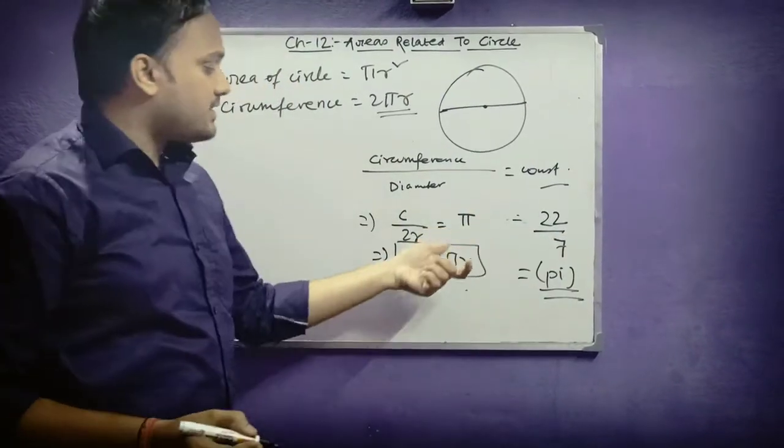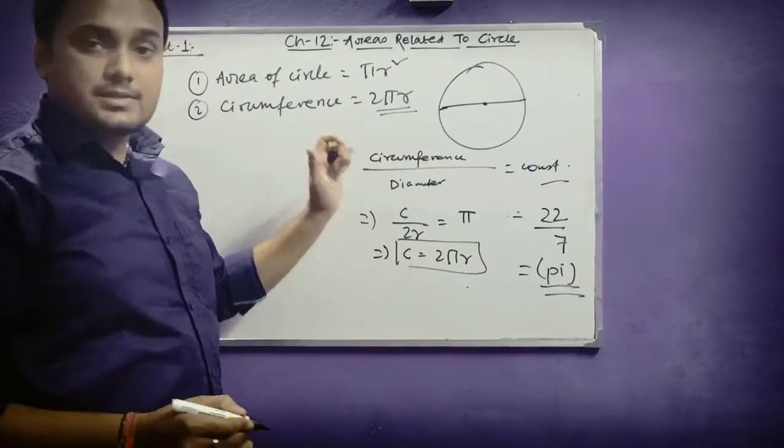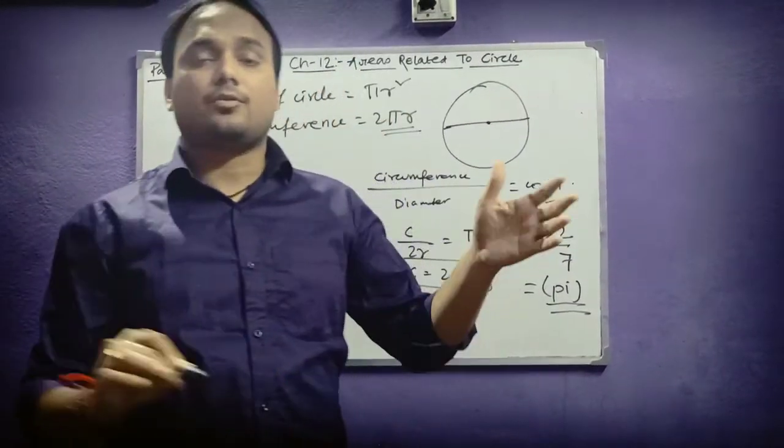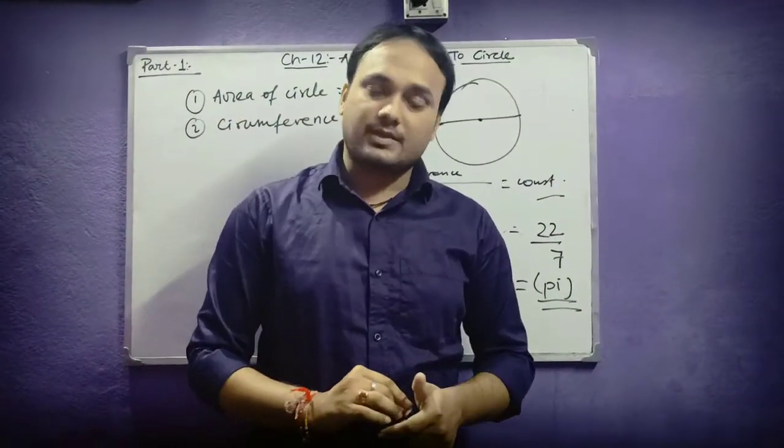So circumference equals 2 pi r, and hence this is used as a very basic formula for finding the total length of the boundary of any circle. That is equal to 2 pi r.